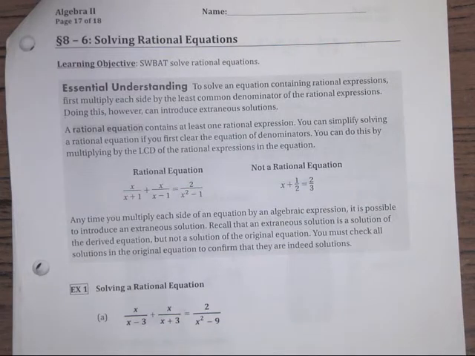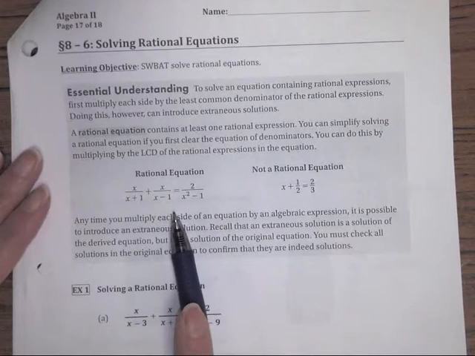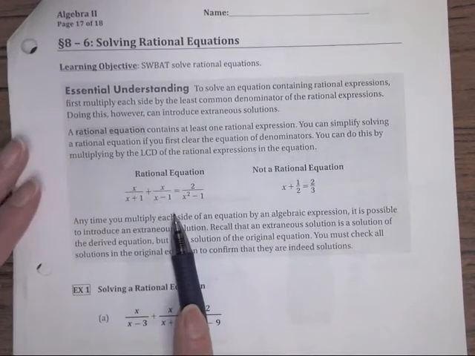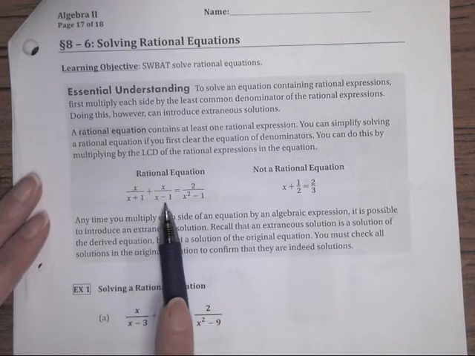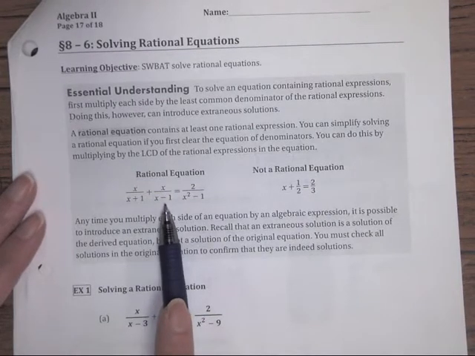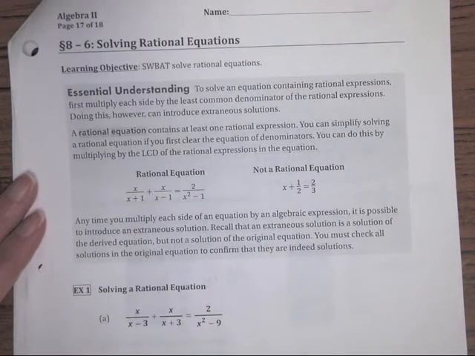Today we're going to talk about solving rational equations. So rational equations are equations where we happen to have the variable or a variable expression in a denominator in that equation. So for example, this is a rational equation because we have fractions, rational expressions. We have variables in the denominator in this expression.